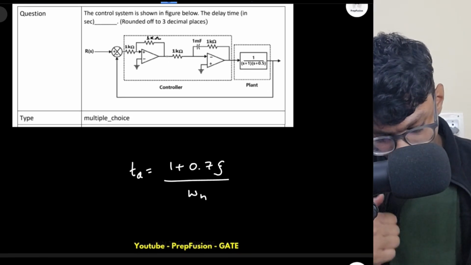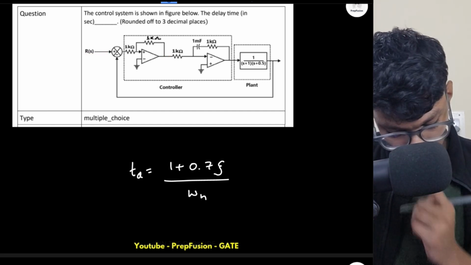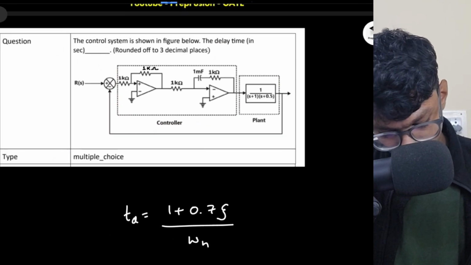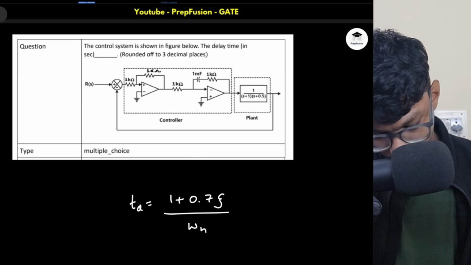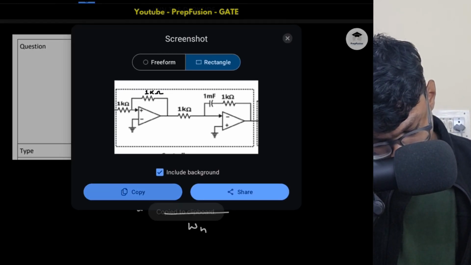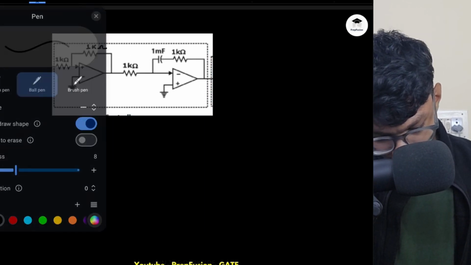Okay, so what is the output here? What is the output here? Let me find the transfer function of this block, right? Let me find the transfer function of this block. So if I want to find the transfer function of this block, I will copy this block and paste it over here. Okay, so I am giving some input here.